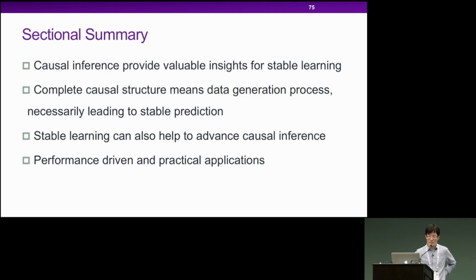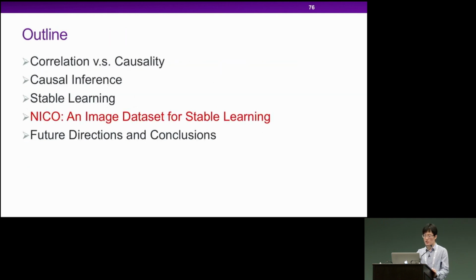And as I just mentioned, the benchmark is very important, right? Especially for stable learning. But today, there are few data sets that can support this kind of distribution change, or let you control the distribution change of the data set, right? So that's a problem. That's why, very quickly, I will go through this: we just released a new image data set for stable learning, okay?